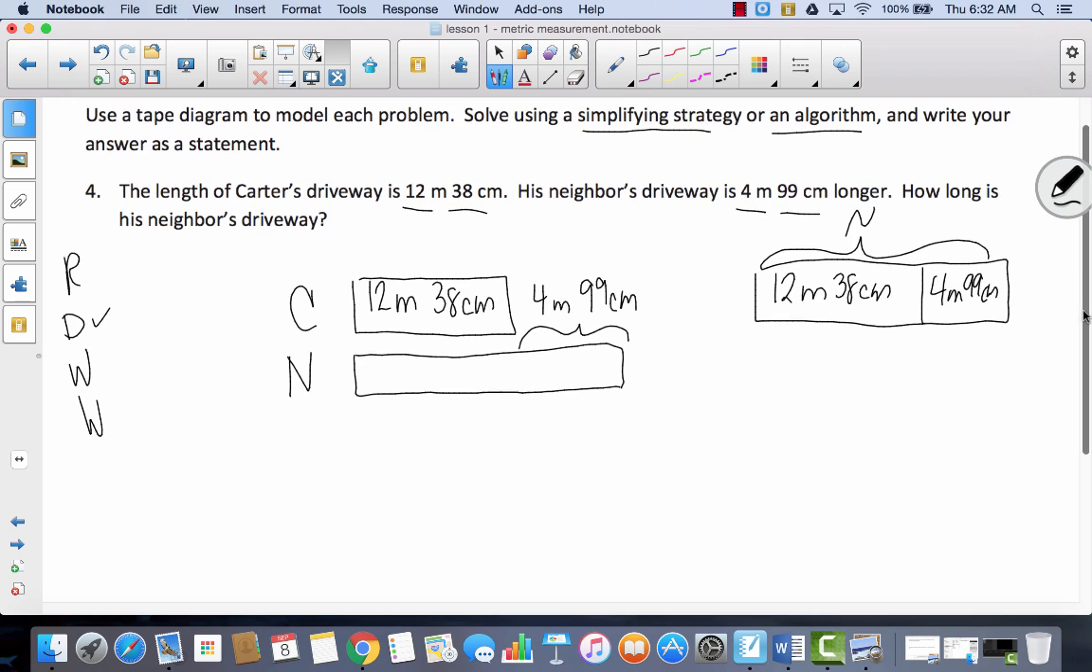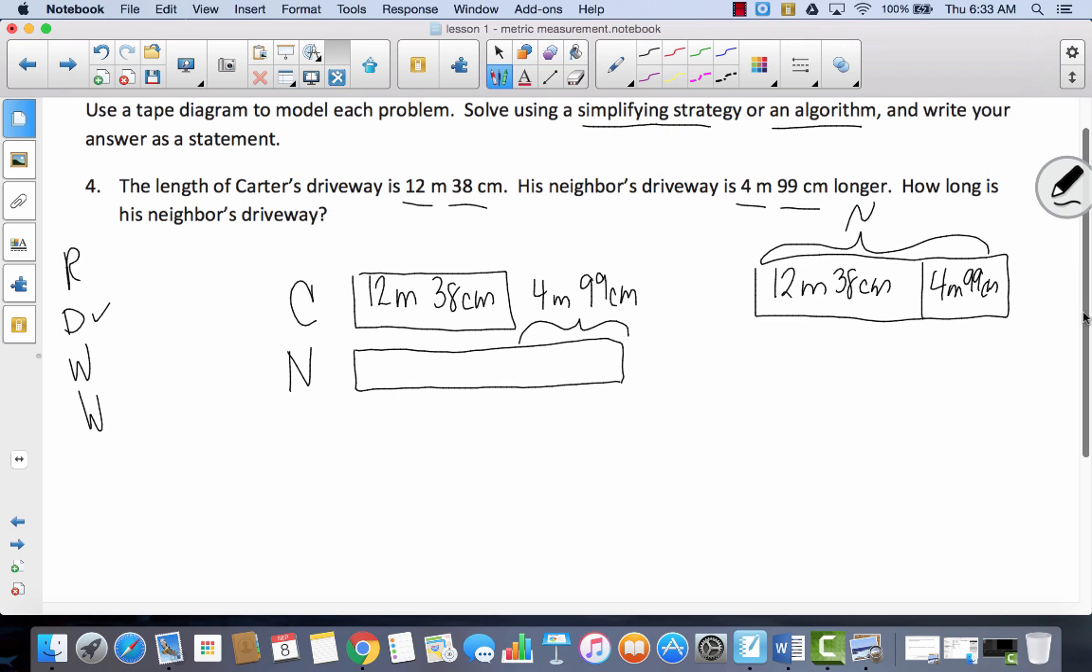So now if I'm trying to find a total here, what kind of algorithm am I going to use? Am I going to use an addition algorithm or a subtraction algorithm? Well, when I have two parts and I'm missing the whole, that means that I'm going to use addition. So I'm going to go ahead and convert all of this to centimeters before I add. So 12 meters, 38 centimeters is going to be 1,238 centimeters. Plus, this is going to be 499 centimeters. I want you to go ahead and finish this addition sentence, and then I want you to write your answer as a statement, and we'll come back and check together.